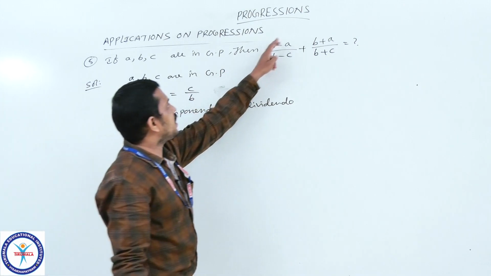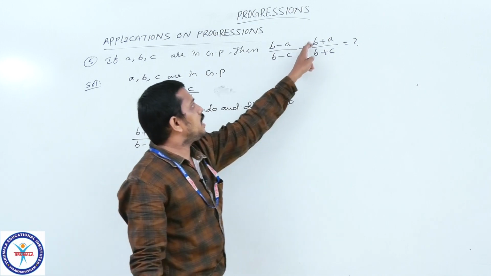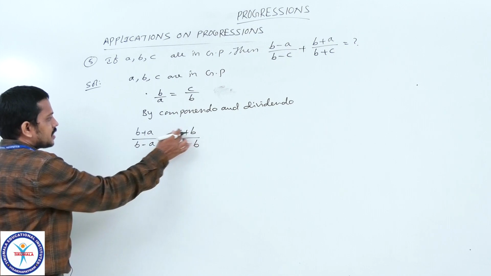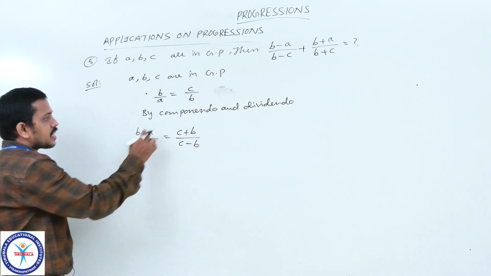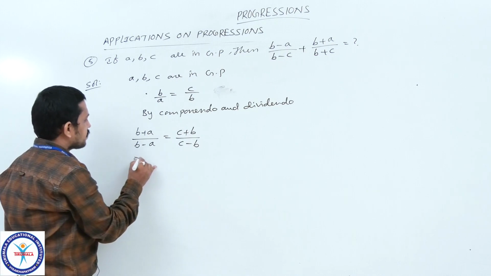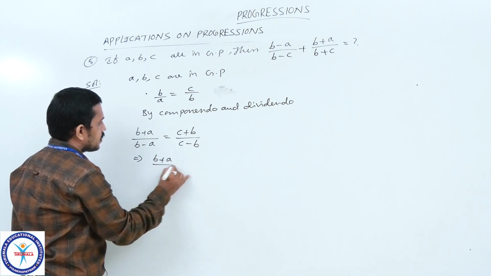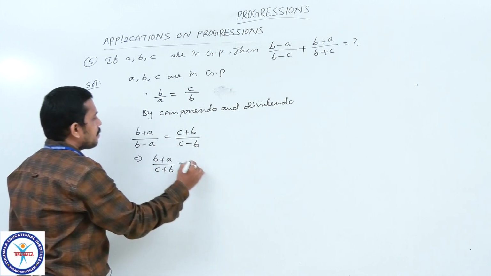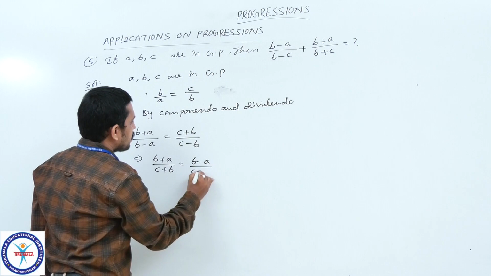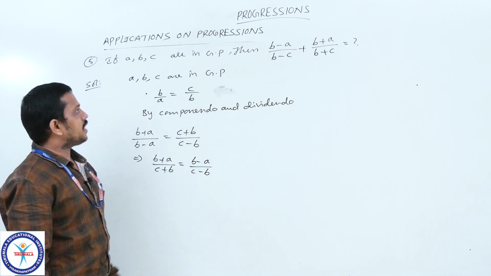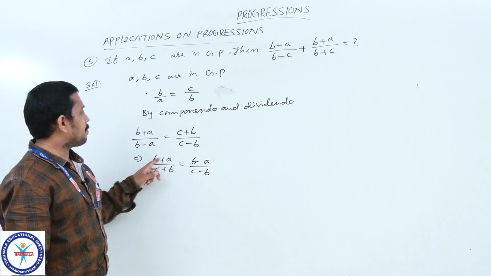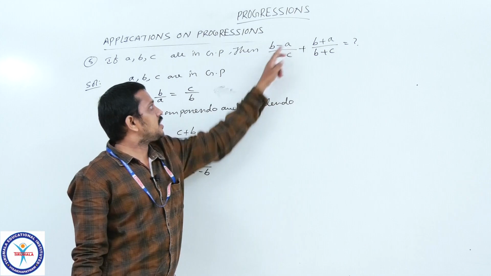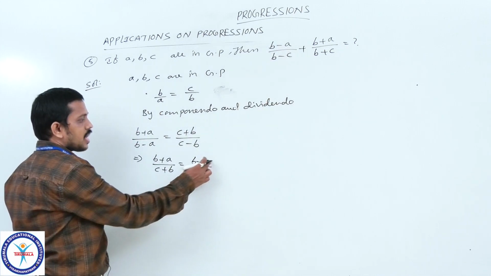Here we required (B minus A)/(B minus C) plus (B plus A)/(B plus C). So here take the B plus C term on the left side and the B minus A term on the right side. Then it becomes (B plus A)/(C plus B) equal to (B minus A)/(C minus B). But here we required (B plus A)/(B plus C) plus (B minus A)/(B minus C).